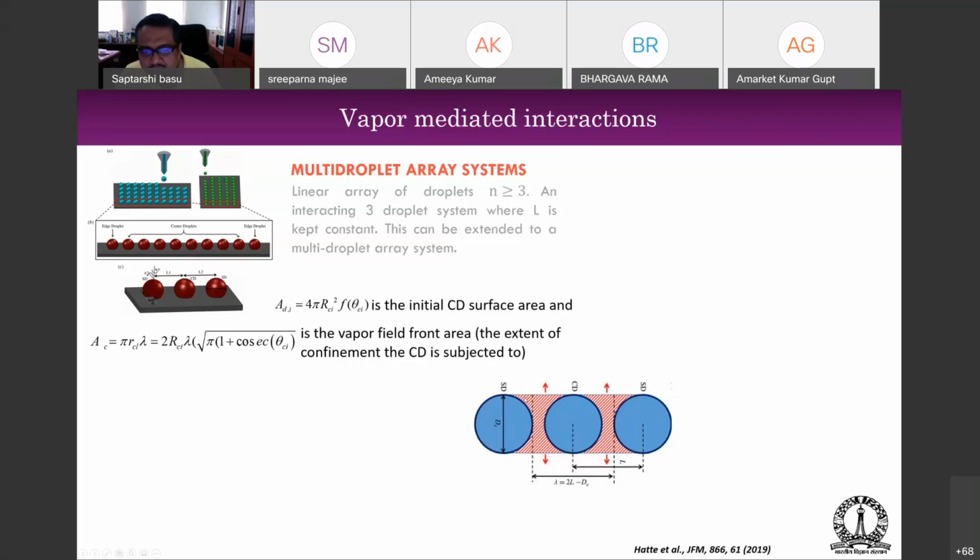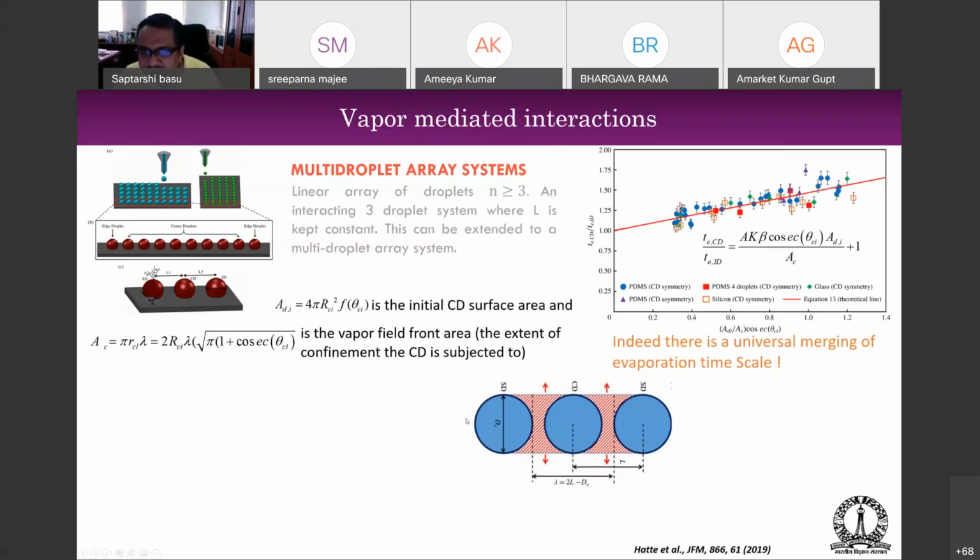So if we designate this area as something like this, okay, so A_D is the droplet surface area, and this is the vapor front area. What you will have is that we can actually merge all of these into a universal time scale. And this is a JFM article in 2019 that we published, where we showed that any droplet of this particular configuration on any substrates, glass, PDMS, silicon, whatever you are going to deal with, can all be universally represented by a single criterion, which is essentially this, and they all merge.